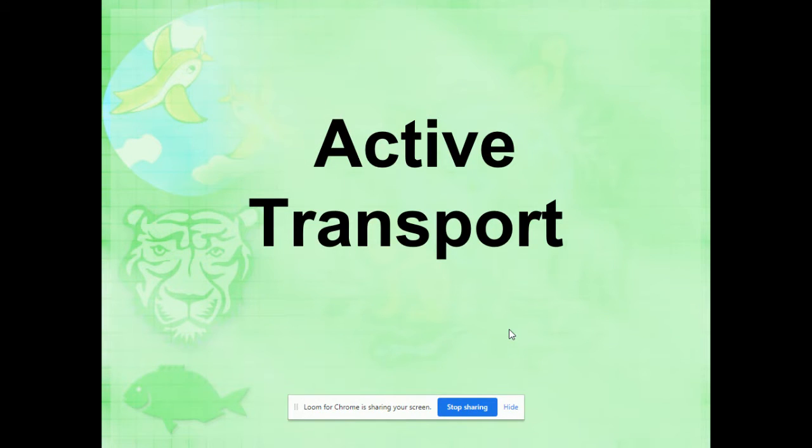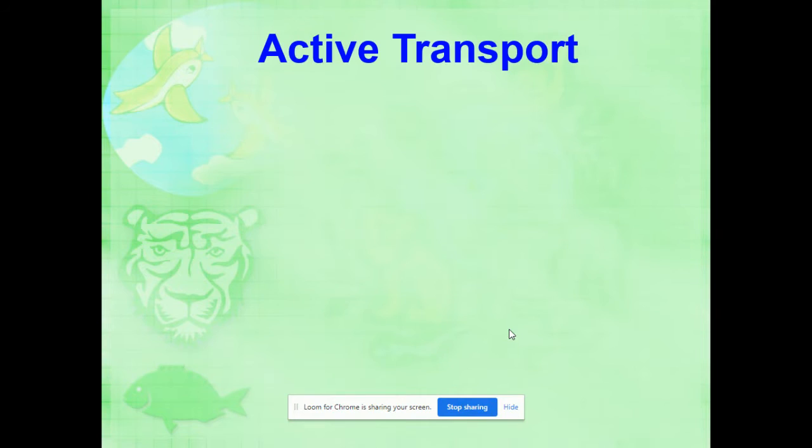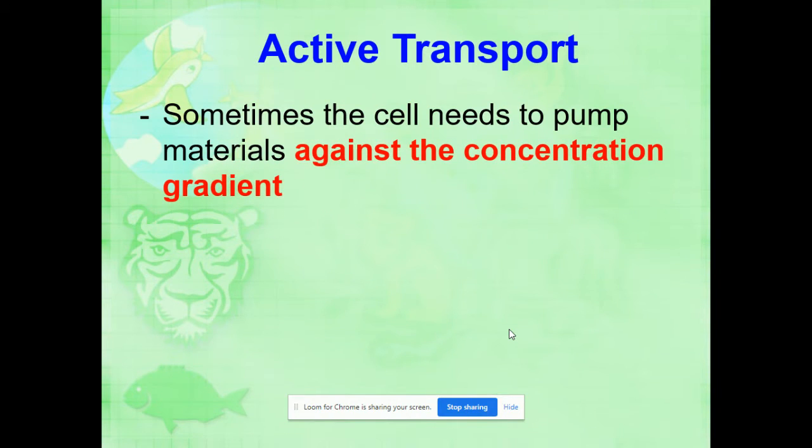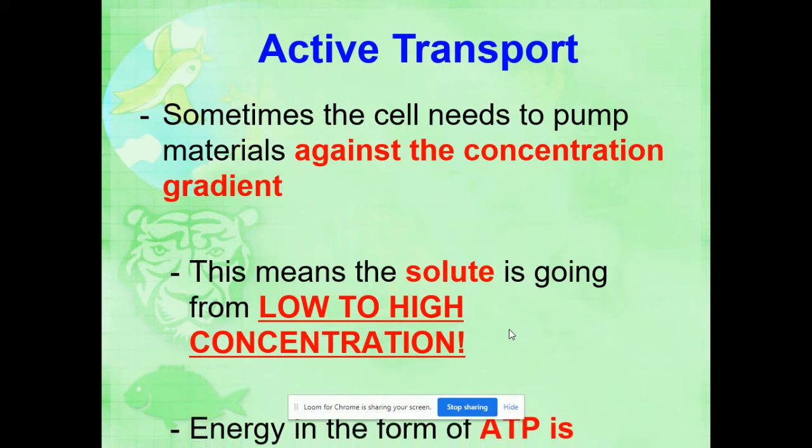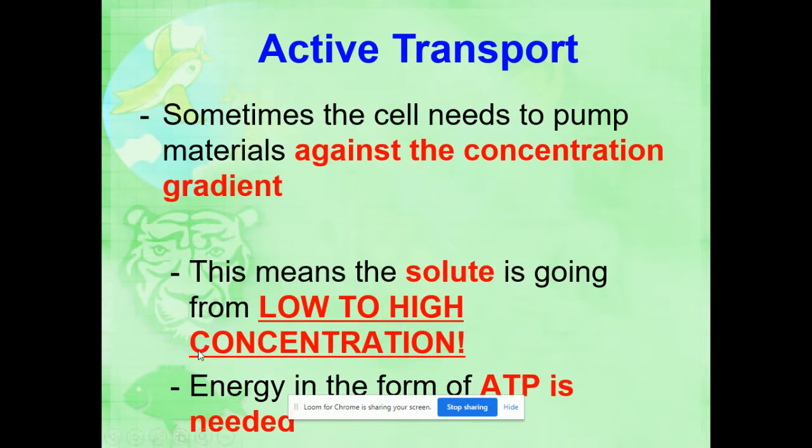Remember, you're not writing down everything, you're just writing down the stuff that is colored in red. So right here is where you're going to start. Sometimes a cell needs to pump materials against the concentration gradient, and that is active transport. This means that the solute is going from low to a high concentration. Energy in the form of ATP is needed.